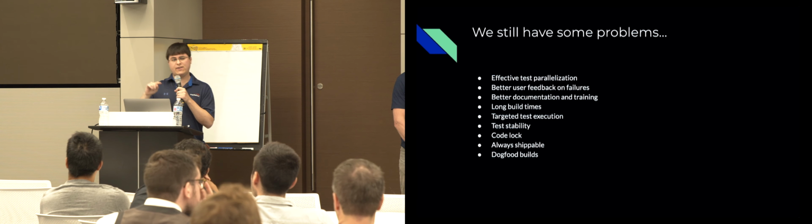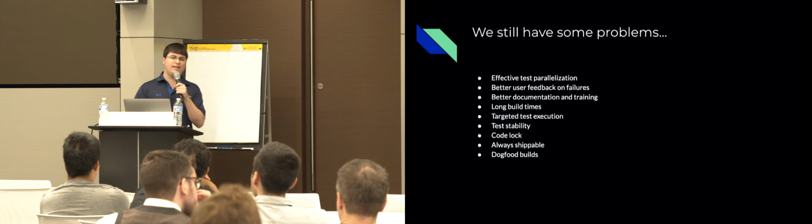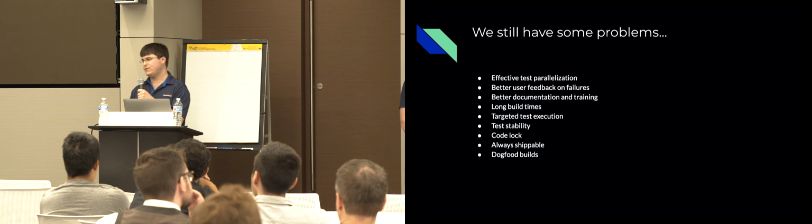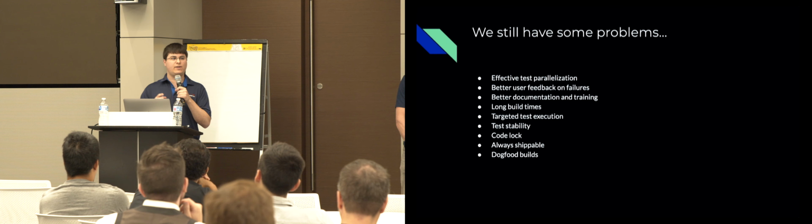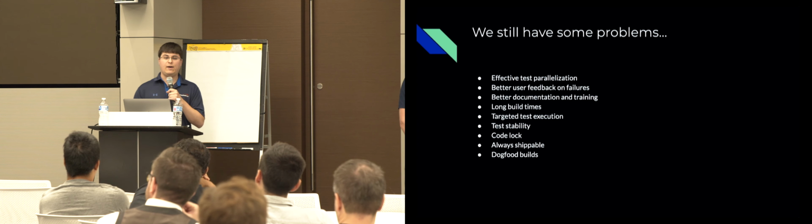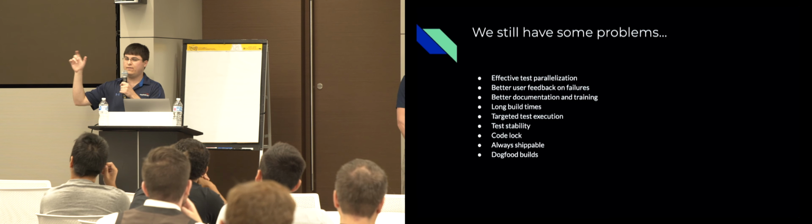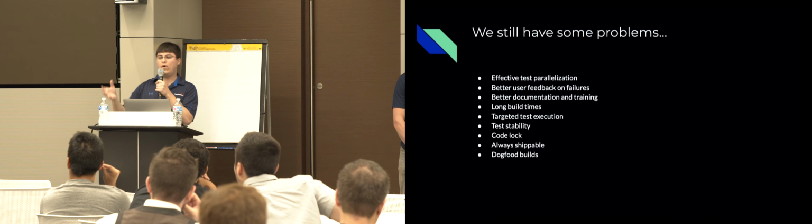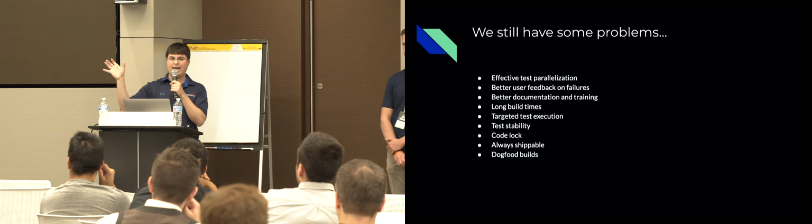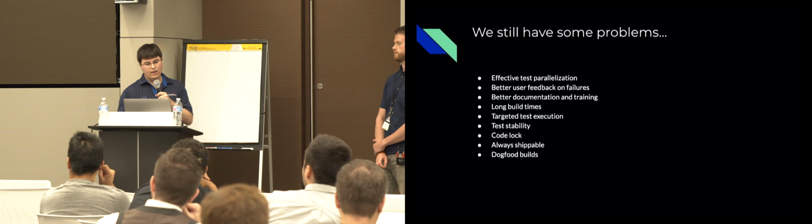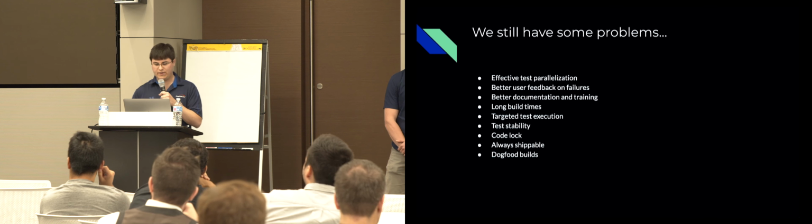We'd also like to provide better documentation and training. We're growing by leaps and bounds, both in teams and engineers. We're seeing a lot of very common questions that could probably be answered in better onboarding. That's on us, but we'd like to improve that in the future. We'd like to provide targeted test execution. If I change this small little piece of the app that only touches itself, why should I have to test the entire application? We should be able to test just the pieces that change affects. Long build times, of course, parallelization and targeted execution should resolve this.